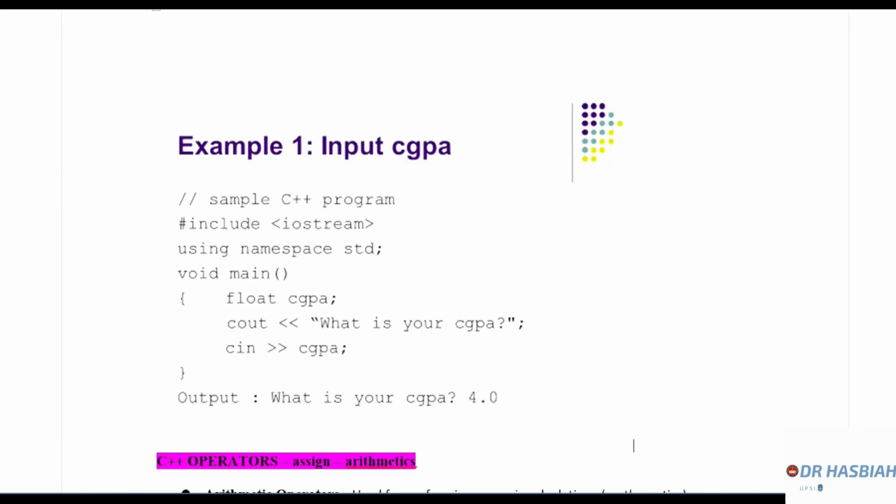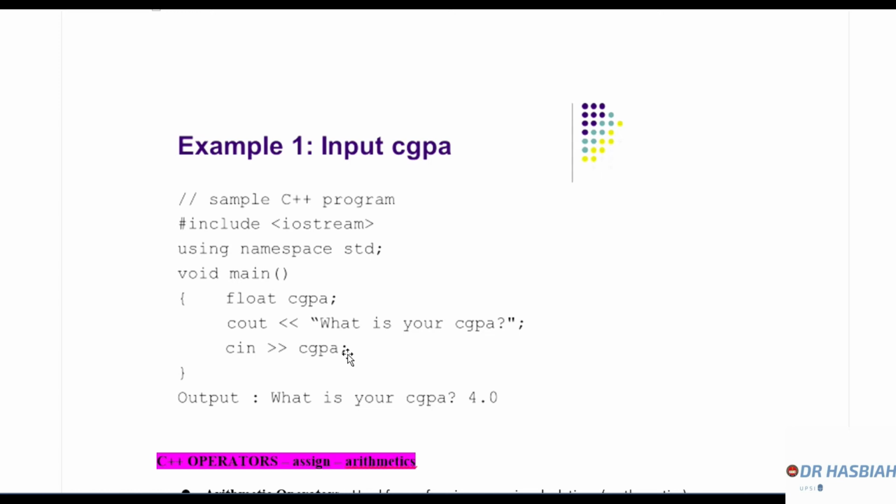Now we see an example where we use the cin and cout statements in the program. This is example one. We want to input the CGPA, so that when we run the program, we can input the CGPA. This is a simple C++ program. This is the comment, and then I have the include iostream, using namespace std; semicolon, void main here. You have the CGPA, and you want to input it, so you have cin CGPA semicolon.